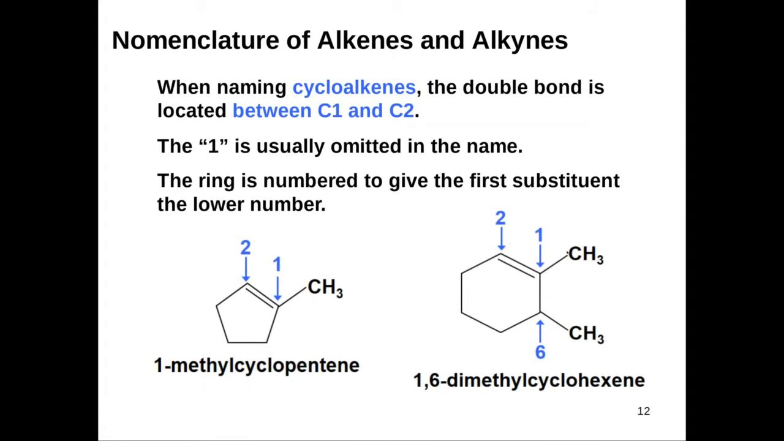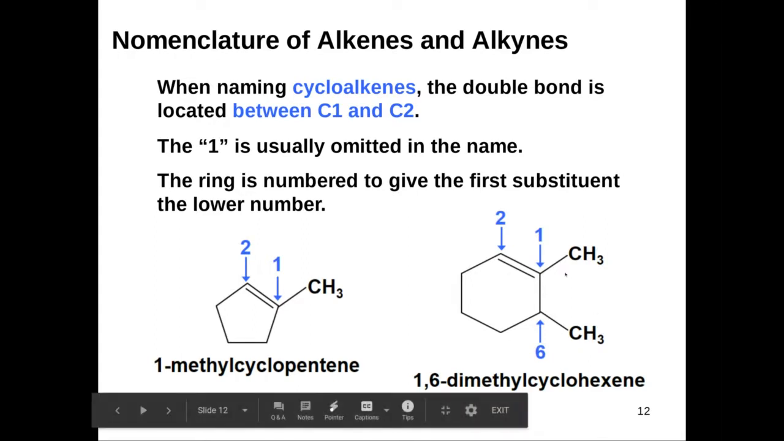Now we notice we have 2 substituents here. We want to get those substituents as low numbers as we physically can. But remember, the double bond has to go between carbon 1 and carbon 2. So we have to label this carbon 1, carbon 2, all the way around to carbon 6. So we break that apart. We have a methyl group at carbon 1, a methyl group at carbon 6. Thus, we have 1,6-dimethyl, because remember, I have 2 methyl groups here, cyclohexene.